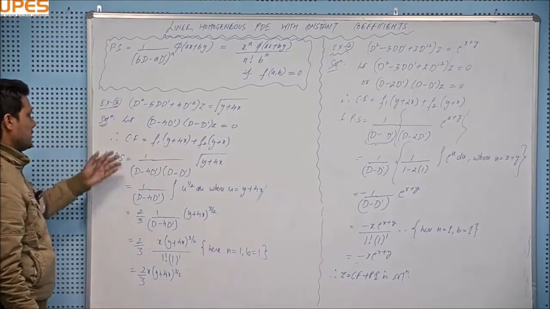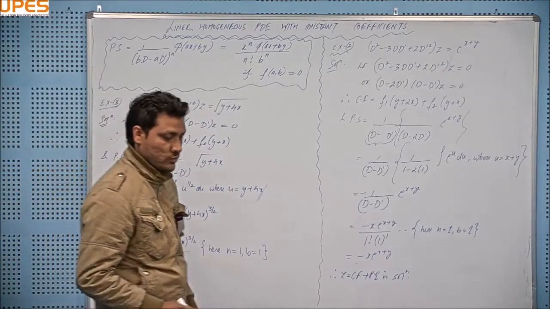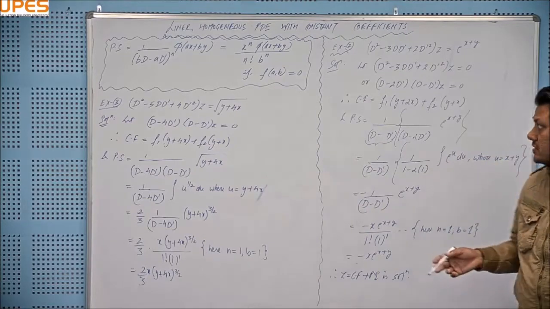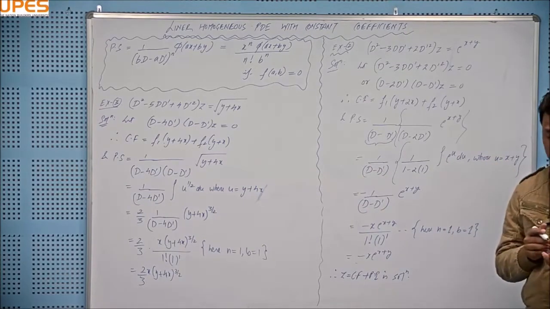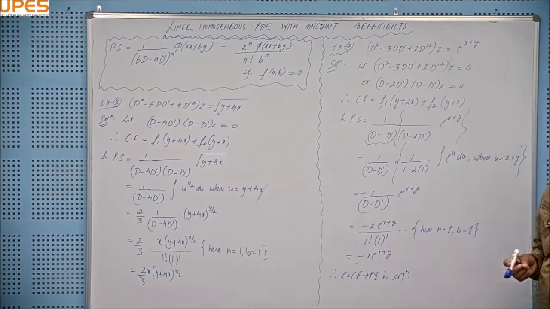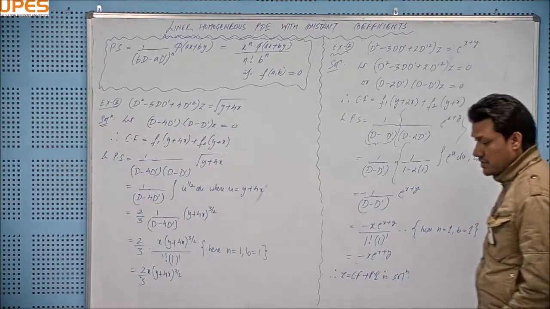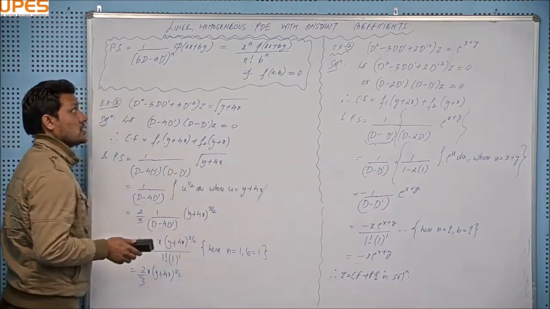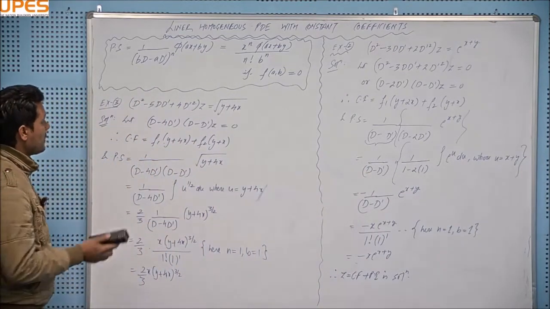And now you can write the complete solution, z equal to CF plus PI, right? So we have discussed the case when the denominator goes to 0, in case when the right hand side is phi of ax plus by, and the examples are sufficient, right? So we will take another small topic here. Let me rub it first.